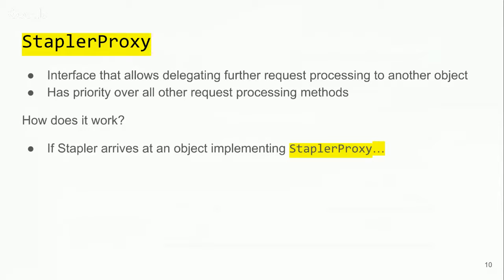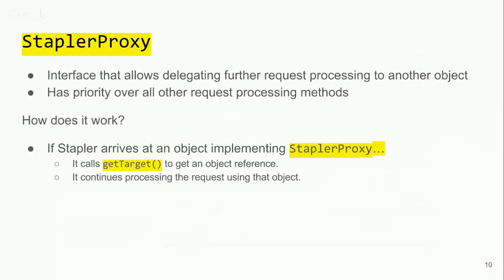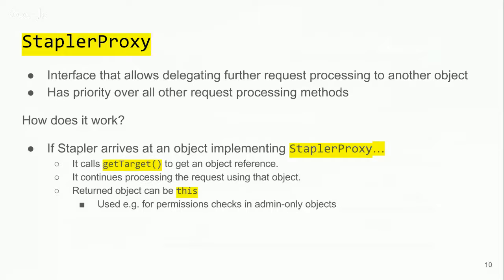So if Stapler, in the course of figuring out how to process a request, arrives at an object that implements this interface, then it calls the getTarget method to get an object back. And it will continue to process this request using that object. You can return this, which in Jenkins core is used to implement permission checks.